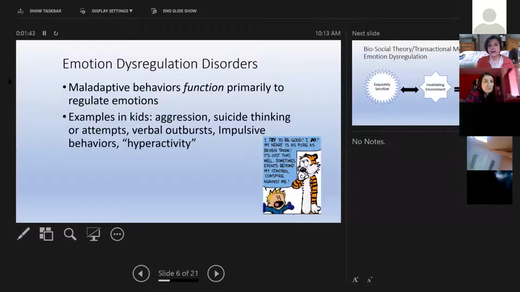Now, in terms of the emotion dysregulation disorders, as I was saying, these behaviors function to help regulate emotions. The examples that we're seeing in the kids that come into our program are things like aggression, suicidal thinking, even suicidal attempts, verbal outbursts, other impulsive behaviors, things that look like hyperactivity, where they can't sit still, yet they have not necessarily been diagnosed with ADHD, although many of our kids have been diagnosed with ADHD.